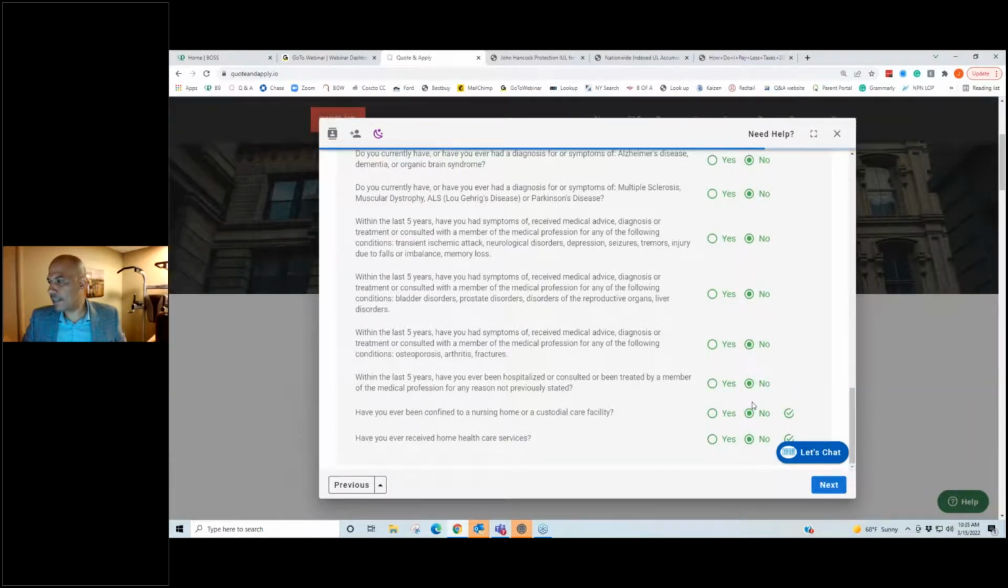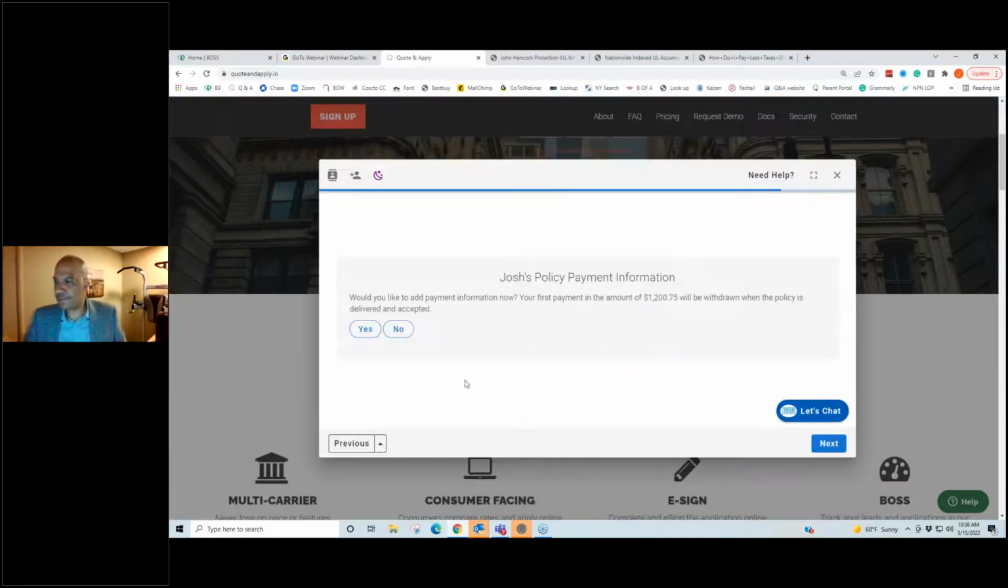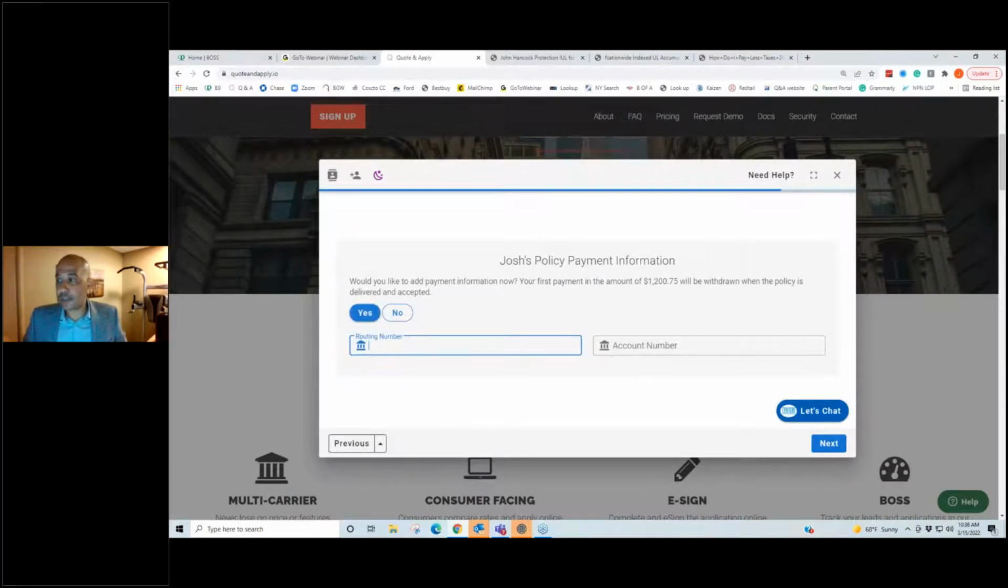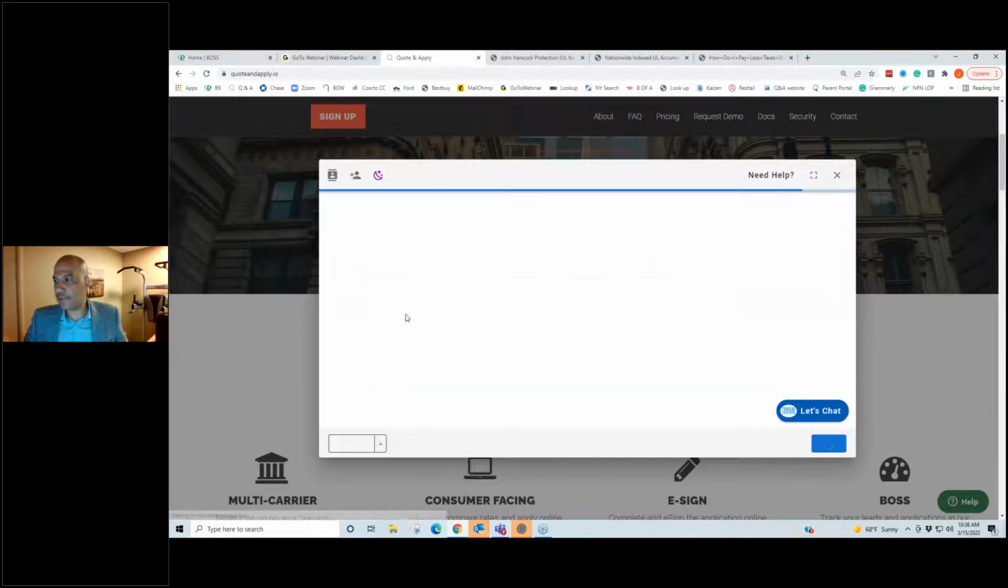Again, this is long-term care as well, so you see why there are so many questions, right? This is about a 60 or 70-page paper application. If you want, you can actually bind coverage in certain situations, or just plug in your routing number or account number so you don't have to ask about it again, or just say no.